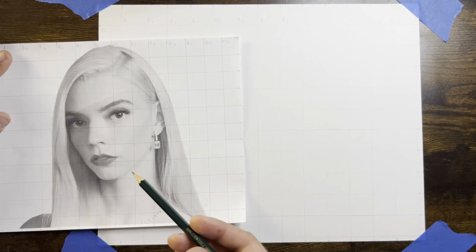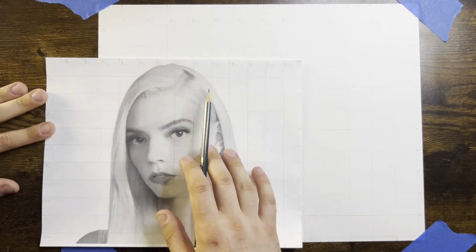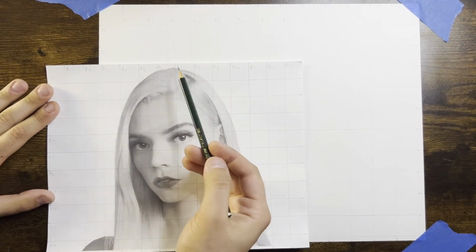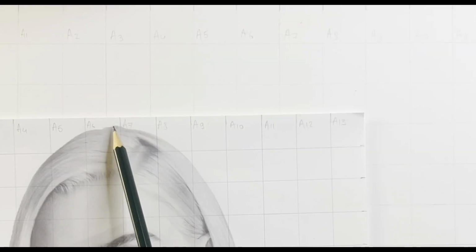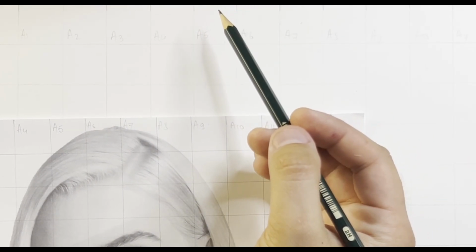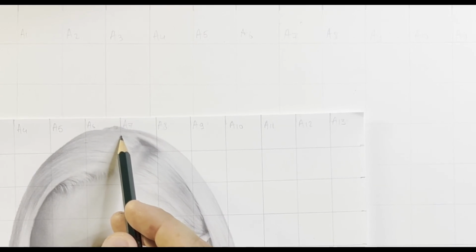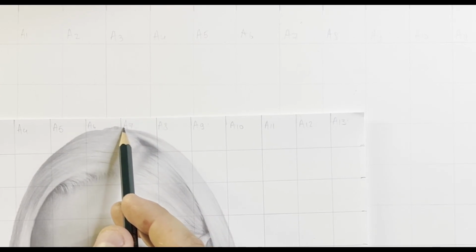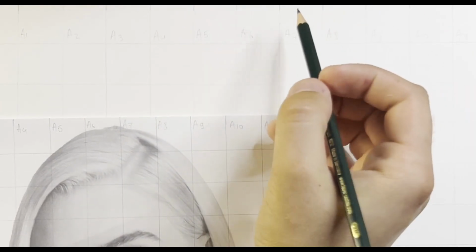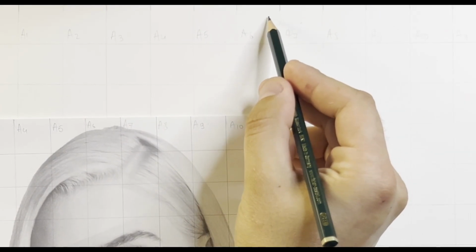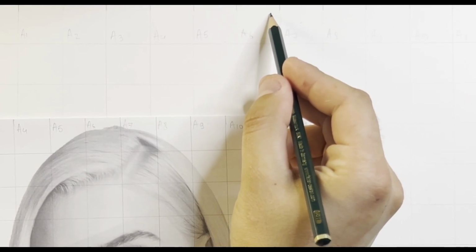Let's start with the general shape of the head. The top point, the point where the hair begins, is in square A6. We find A6 on our drawing, and you see that if we divide this square in half, it will be 1/4. Approximately at 1/4 of A6, we mark the top of the head.